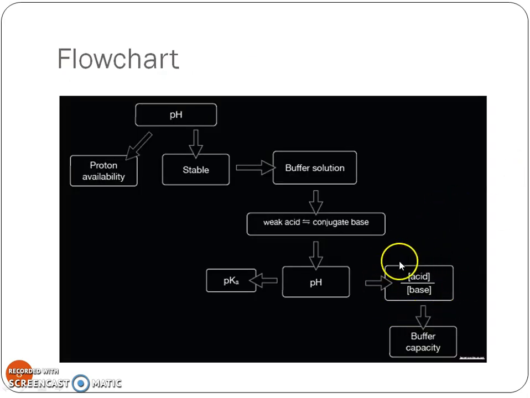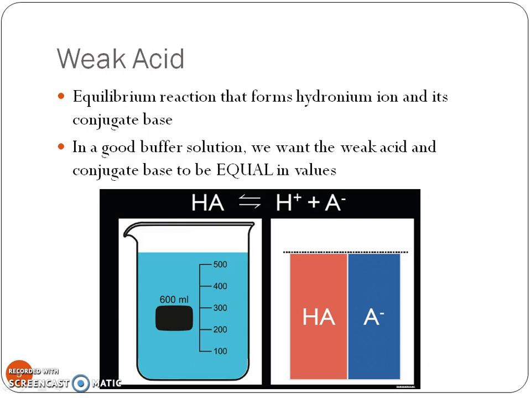He gave us a nice flow chart, and I want to bring your attention to this ratio. It is not the K equation. The K equation, the equilibrium equation, gives us products over reactants. This is a ratio between the weak acid and its conjugate base. So keep that in mind as we move forward.